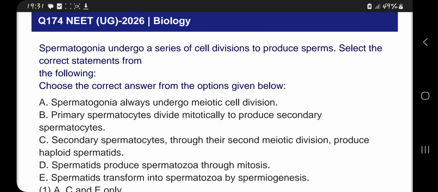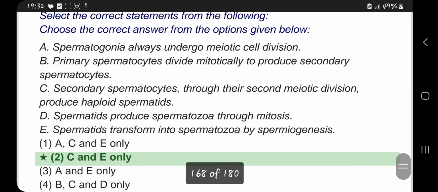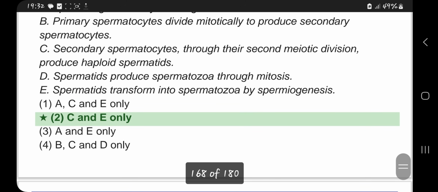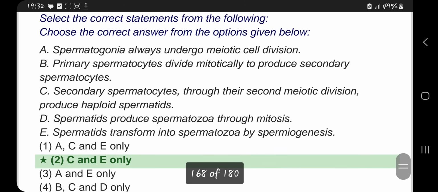Spermatids produce spermatozoa through mitosis. Spermatids transform into spermatozoa by spermiogenesis. So E is correct. Then A, C and E. The options C and E only. A is also wrong. Spermatogonia always undergo meiotic cell division is wrong. They undergo mitotic. So C and E are correct.